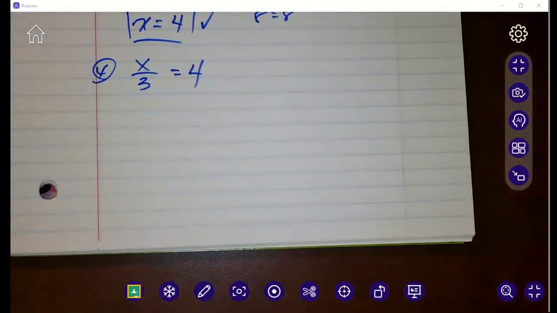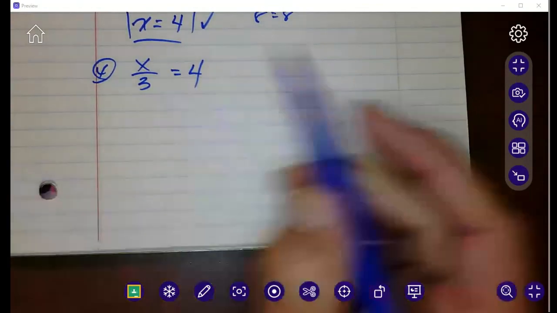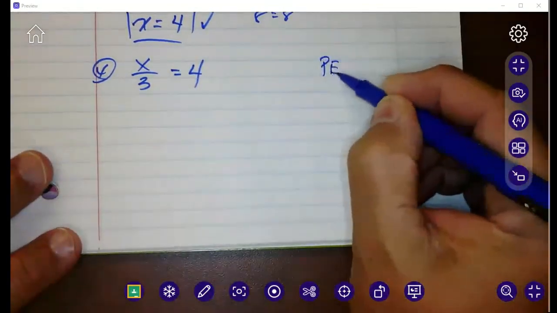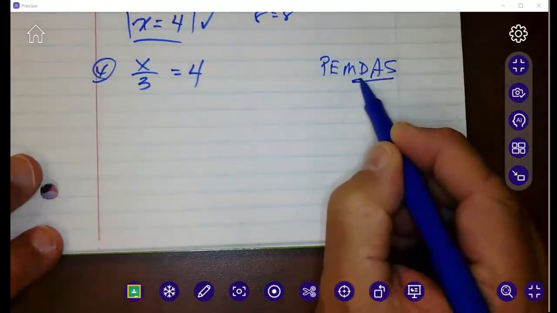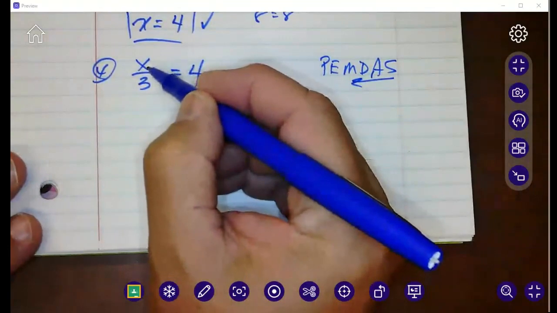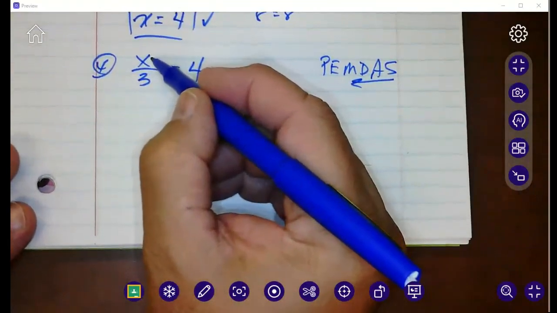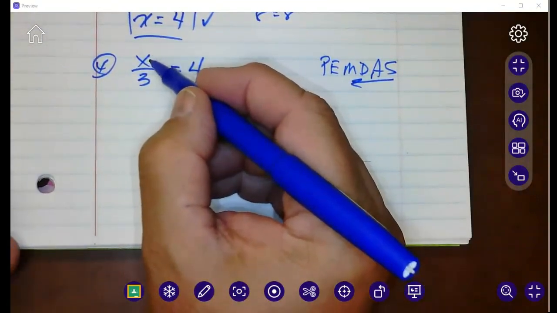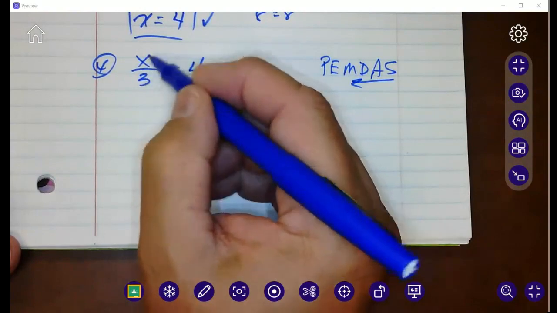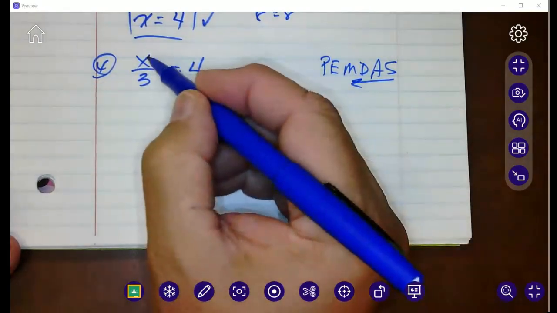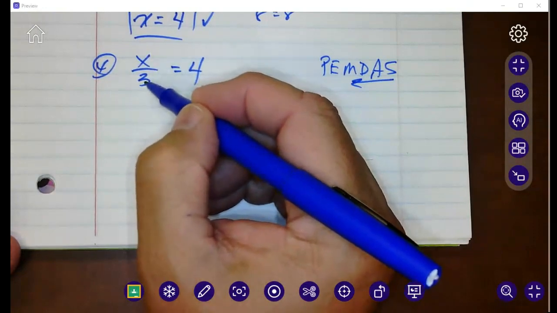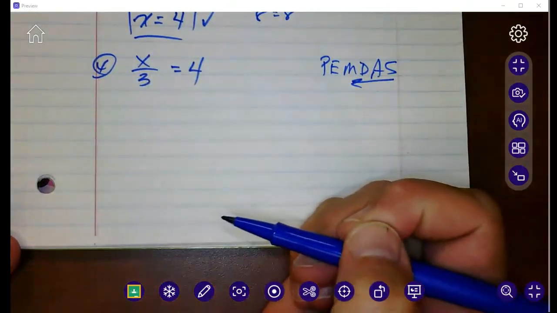X divided by 3 equals 4. Again, we start with Please Excuse My Dear Aunt Sally, and we work backwards. You start at the variable. You find the variable, and you look at what's being done to the variable. In this case, the x is being divided by 3.